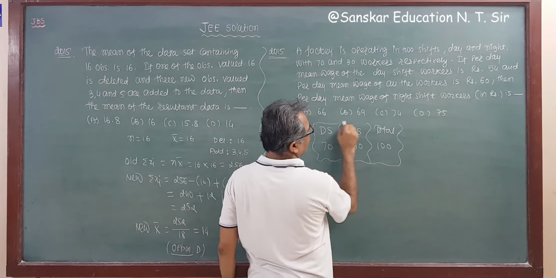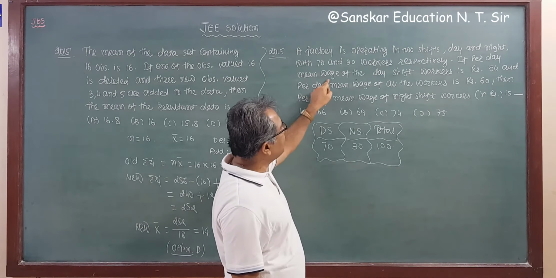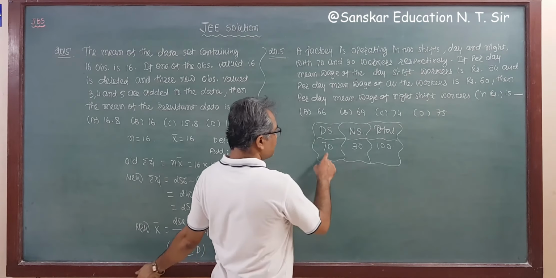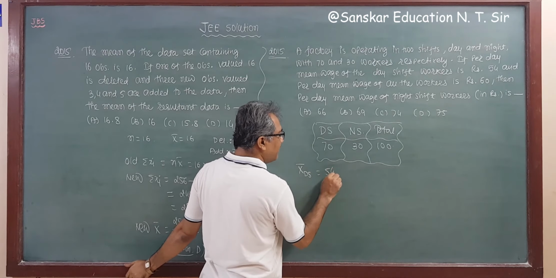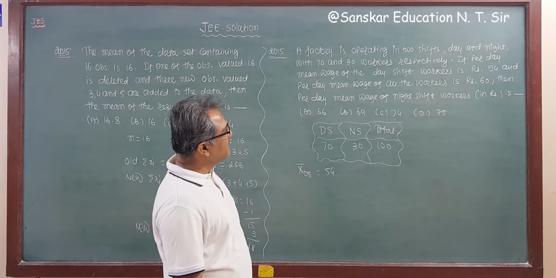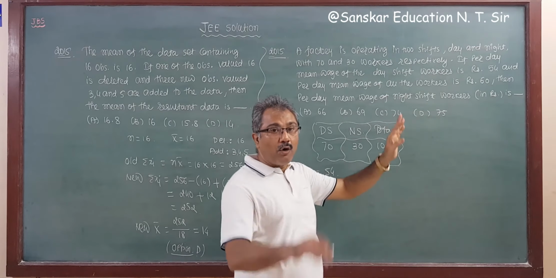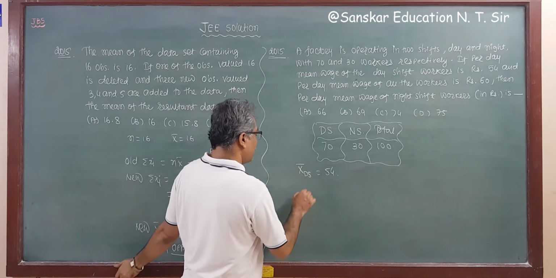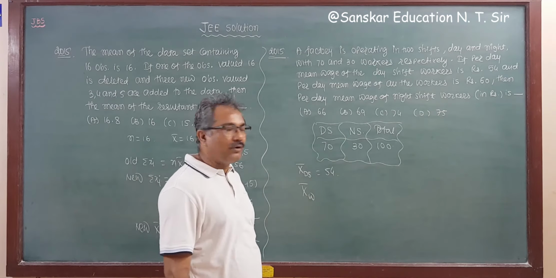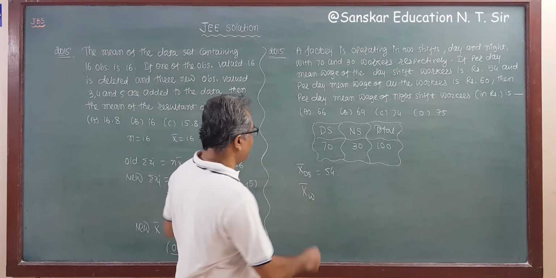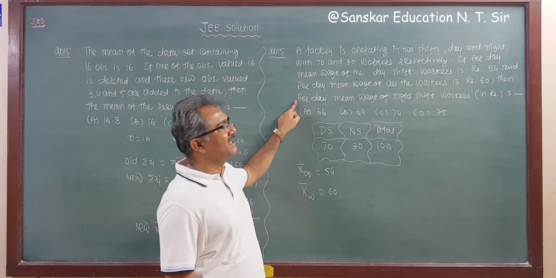Then in the factory there are 100 workers. If per day mean wages of the day shift workers is 54, so day shift workers have mean wages x bar for day shift is 54, given, and per day mean wages of all workers, x bar for all workers, I am writing only W, is 60, that is this is 60. Then per day mean wage of night shift workers is rupees.